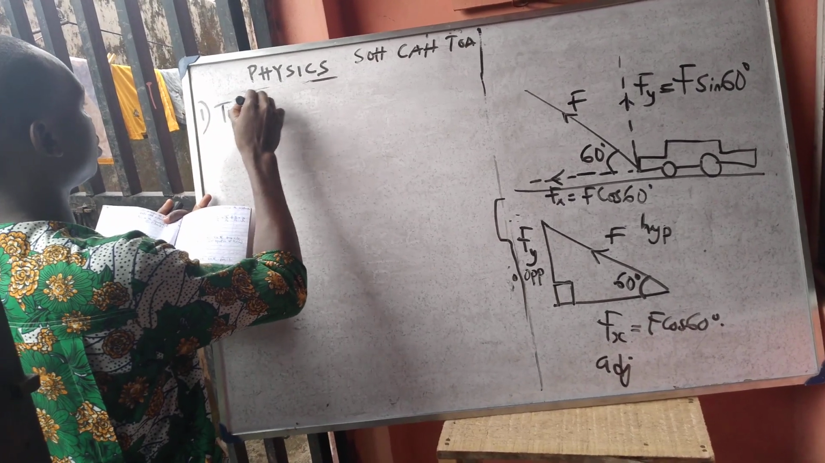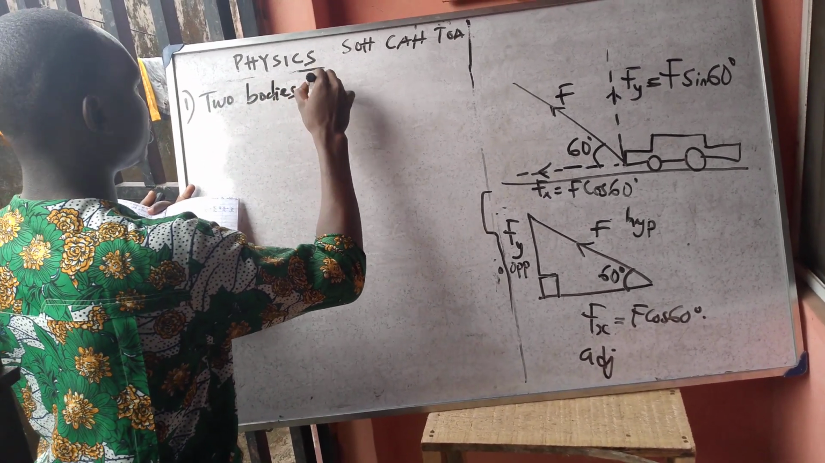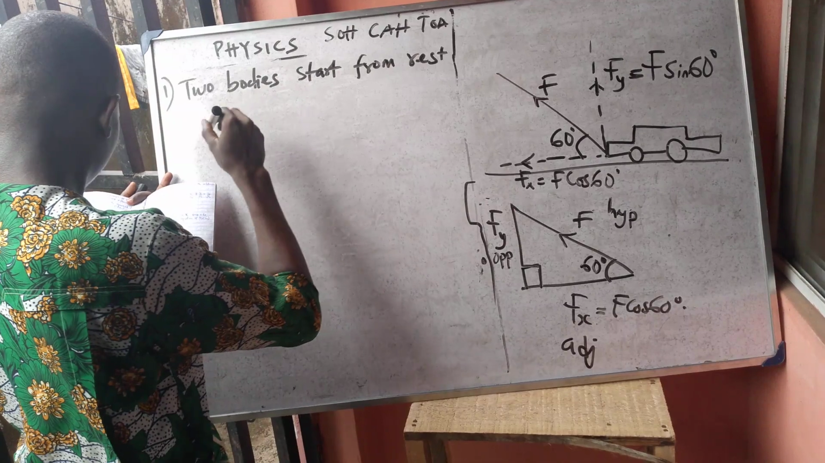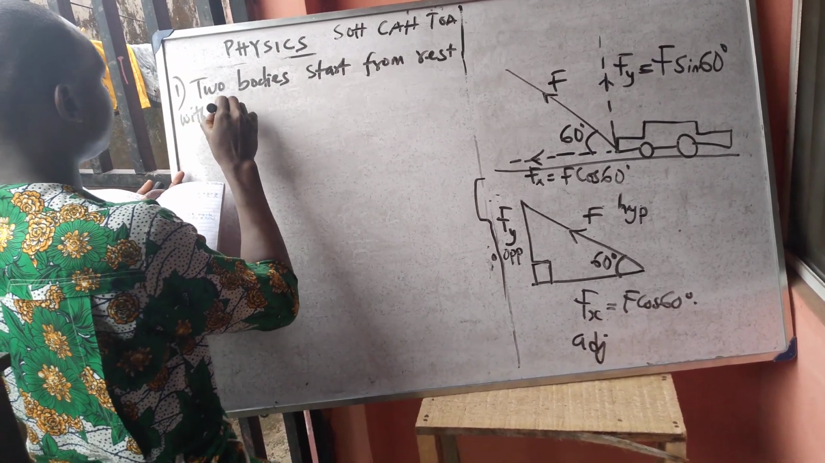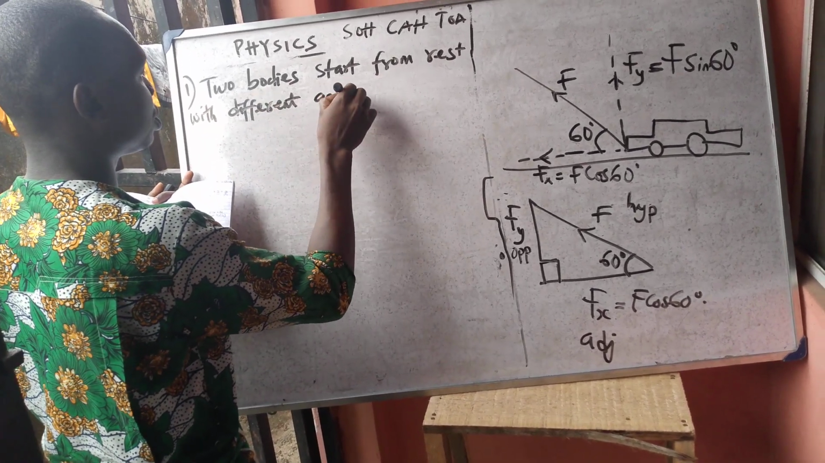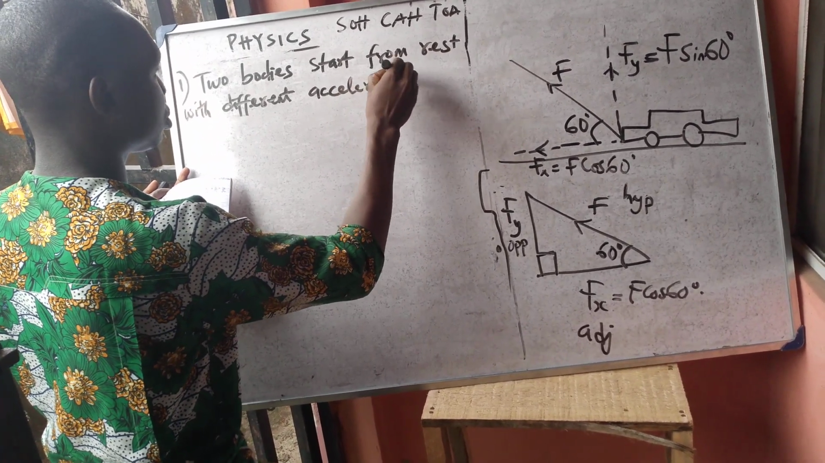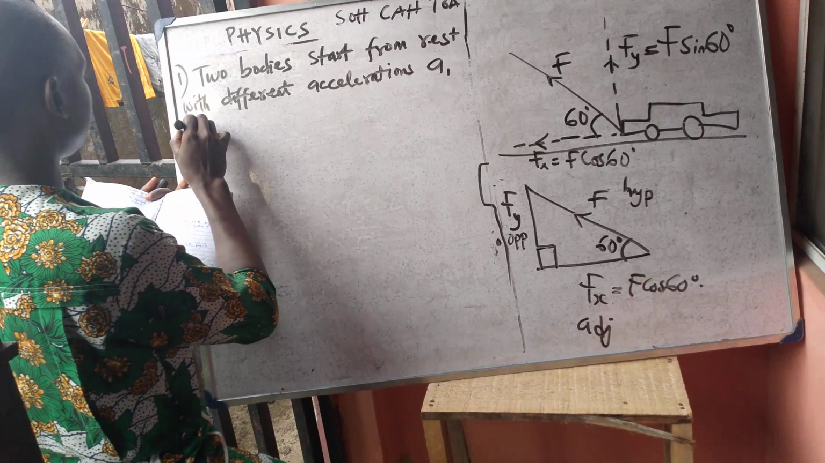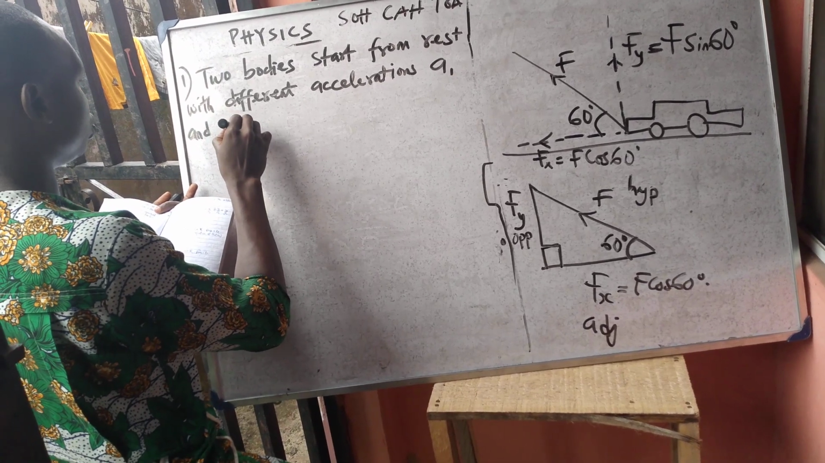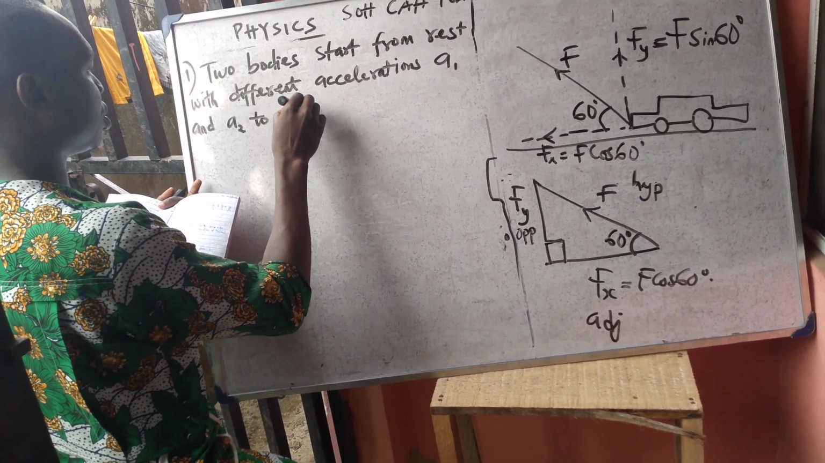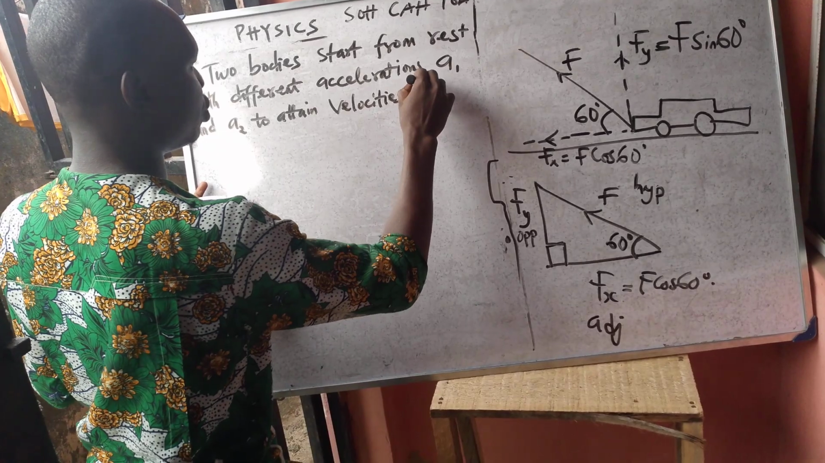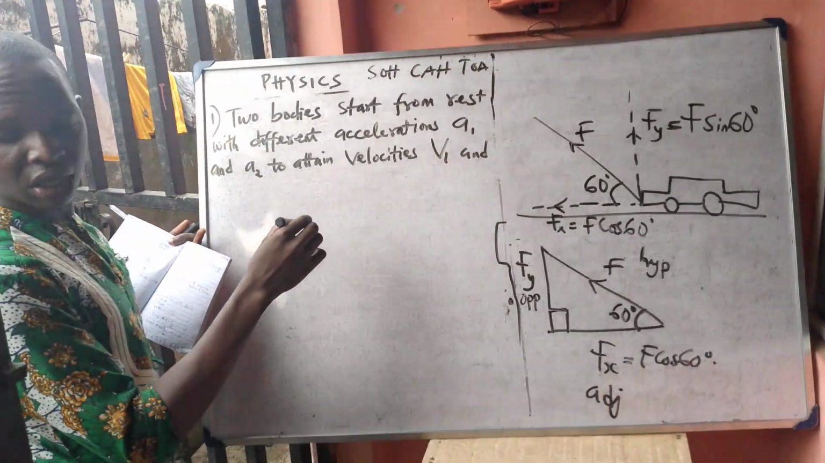Two bodies start from rest with different accelerations A1 and A2 to attain velocities V1 and V2.